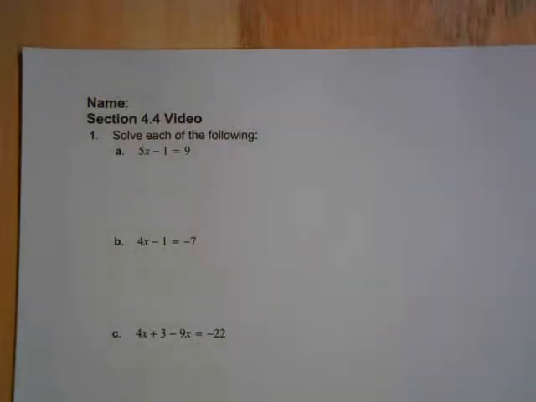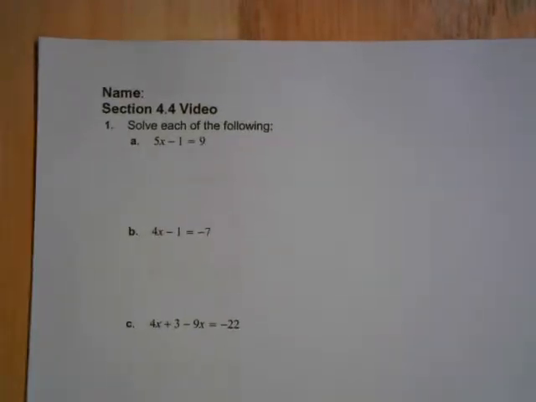In section 4.3, we learned the basics of solving equations. We learned that you can add any number to both sides, and we learned that you can divide both sides by anything but 0. Well, in section 4.4, we're going to continue with that, except our equations are simply going to be a little bit more complicated.